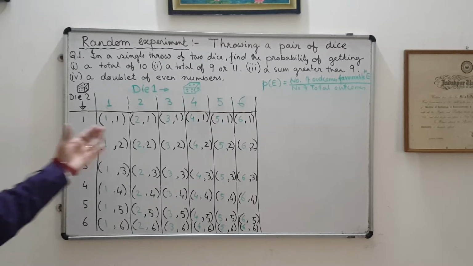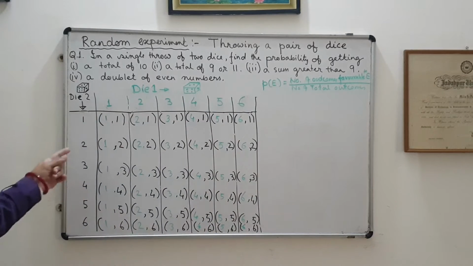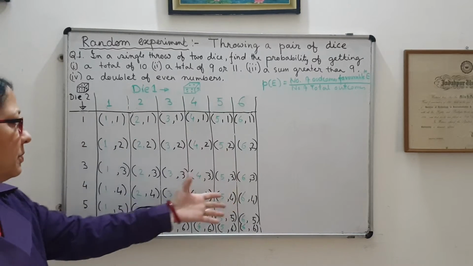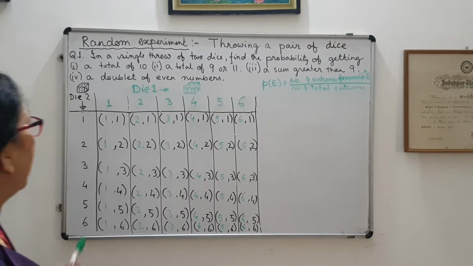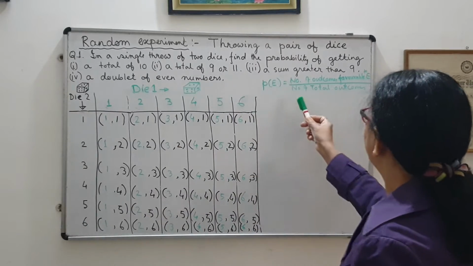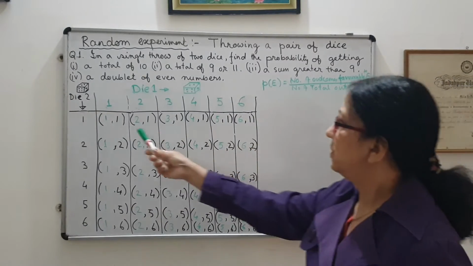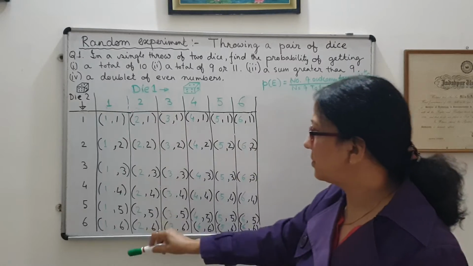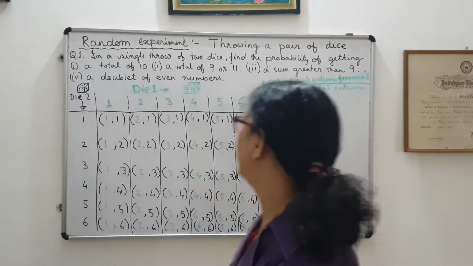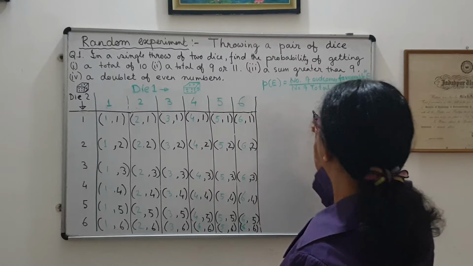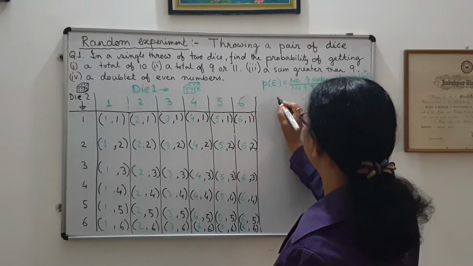So I have filled up the table which shows all the possible outcomes when a pair of dice is thrown simultaneously. From this I can find out the total number of outcomes. You see 6 rows and 6 columns, so 6 into 6, 36. So 36 is the total number of possible outcomes. Let me write that down.